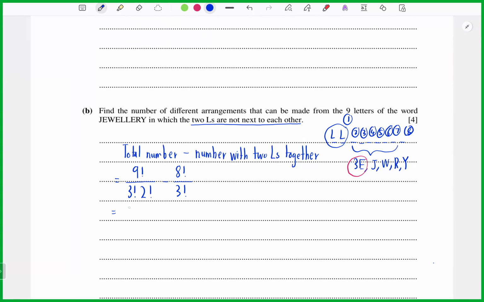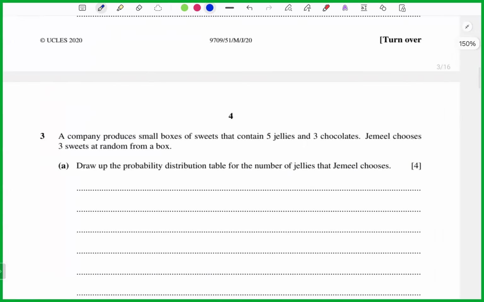So you will get the answer is 23,520. Alright, so now we already finished question 2. So now you see for question 3.